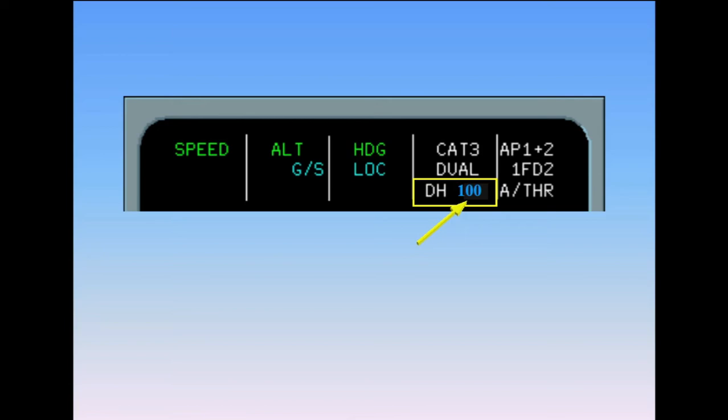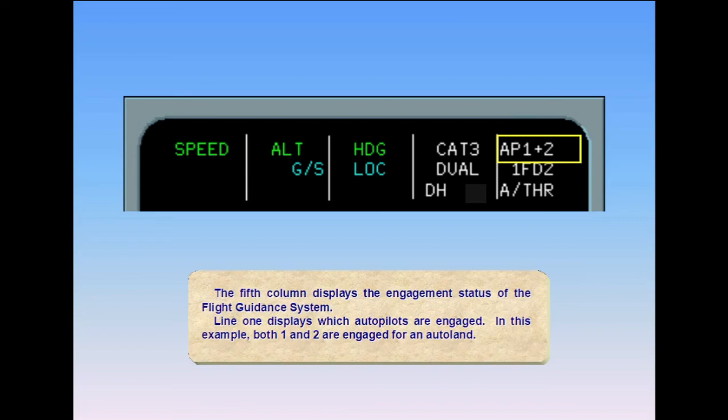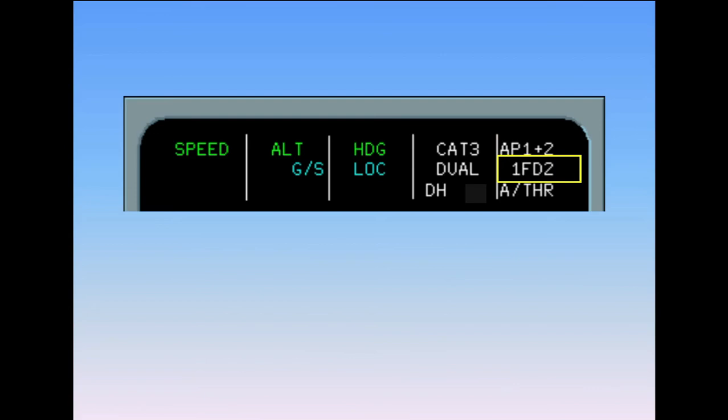The fifth column displays the engagement status of the flight guidance system. Line 1 displays which autopilots are engaged. In this example, both 1 and 2 are engaged for an auto land. Line 2 displays flight director engaged status. In this example, both flight directors are engaged.